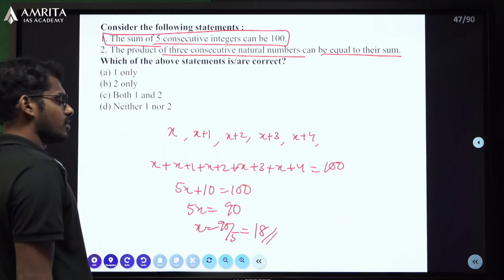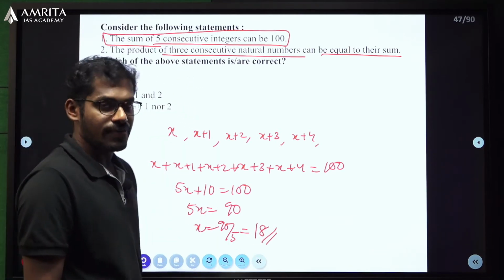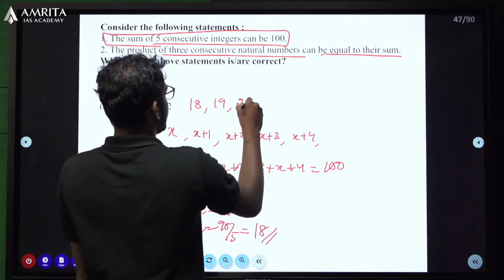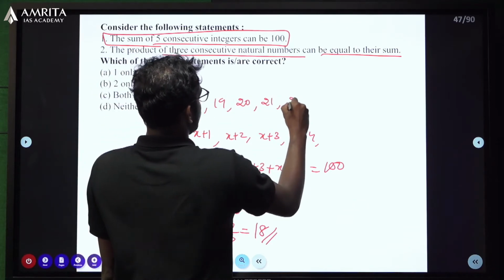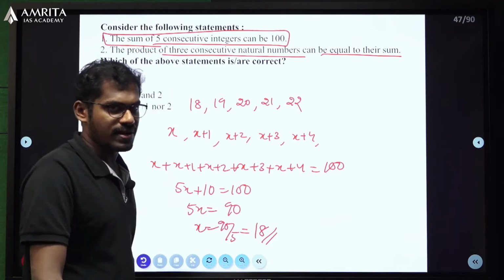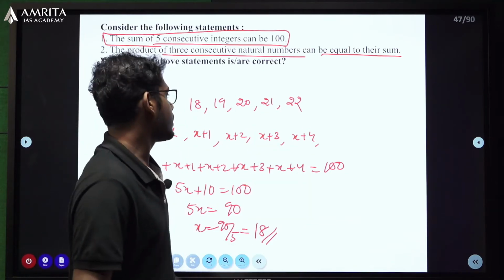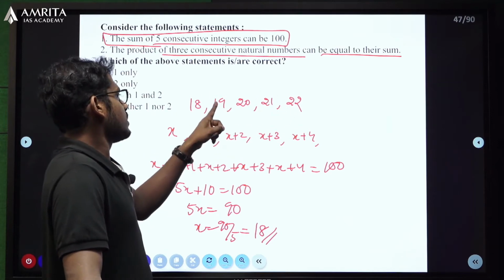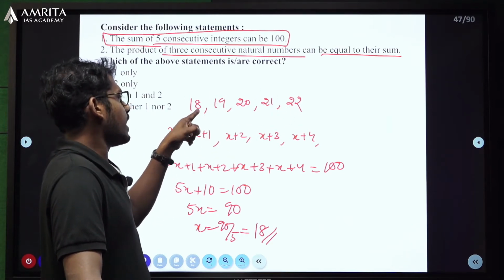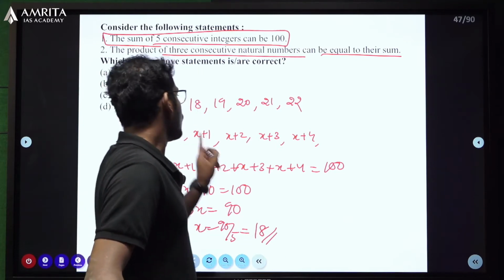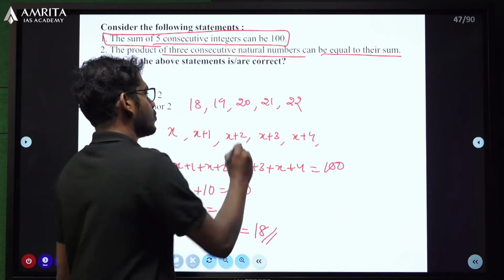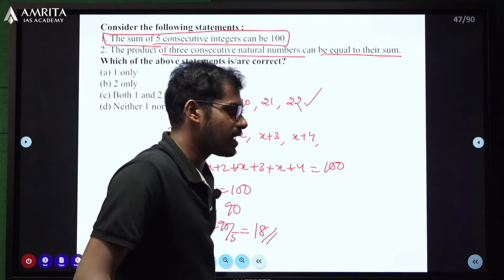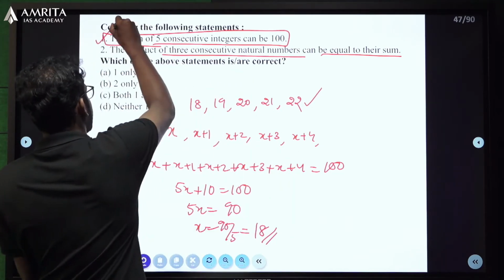The value of x is 18, so the numbers will be 18, 19, 20, 21, 22. Let's check whether the sum of these numbers is 100. 18 plus 19 is 37, 37 plus 20 is 57, 57 plus 21 is 78, 78 plus 22 is 100. So yes, the sum of these 5 numbers is 100. So the first statement is correct. Second one.